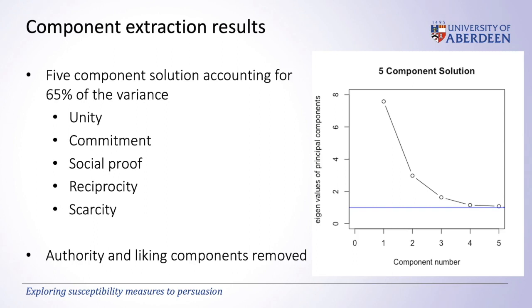Following this process, we discovered a 5-component solution that accounted for 65% of the variance. This solution included a subset of susceptibility measures for unity, commitment, social proof, reciprocity, and scarcity. We were unable to obtain stable components for the principles of authority and liking.